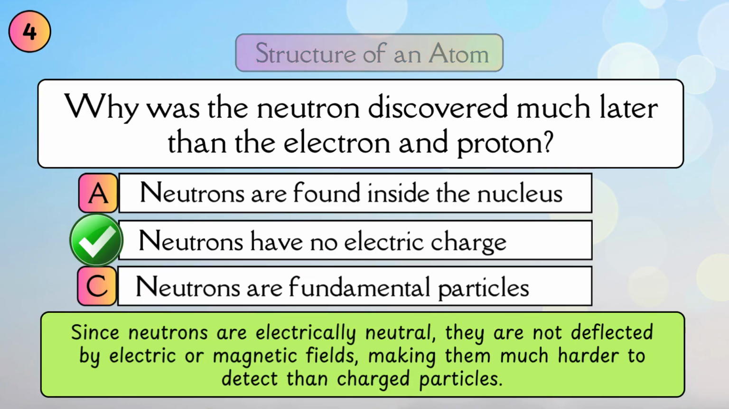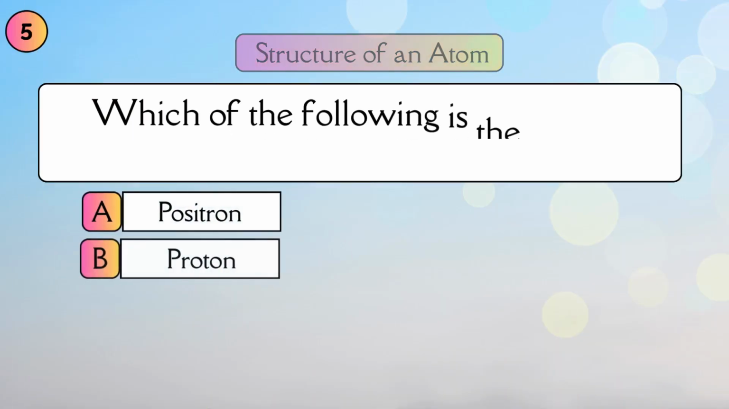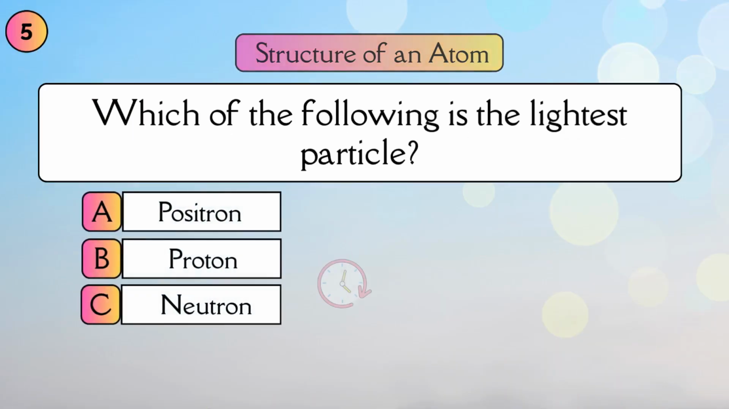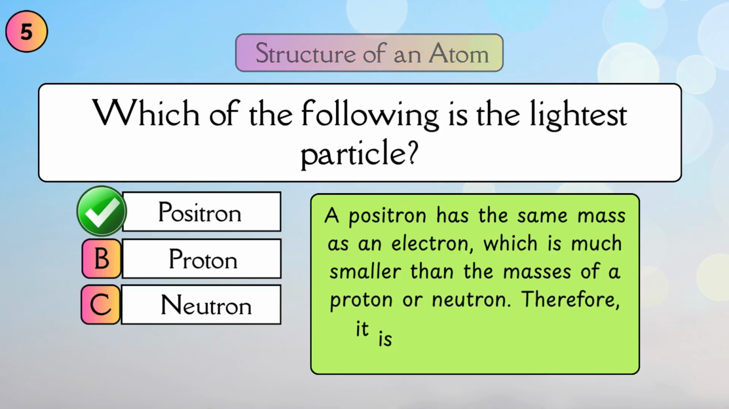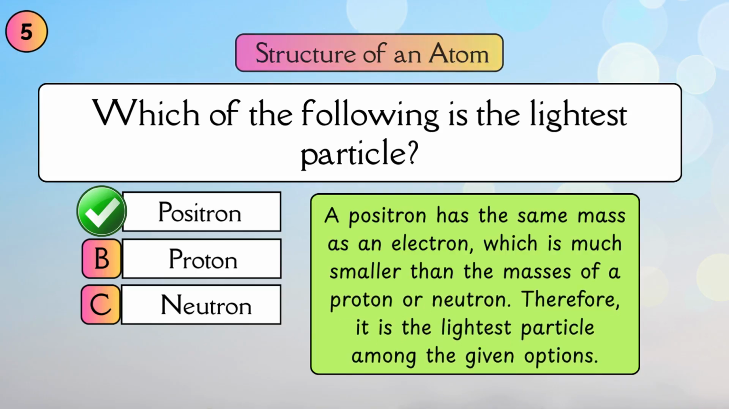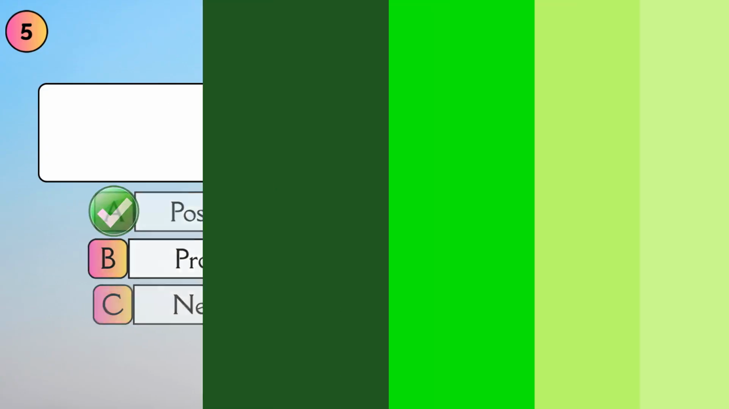than charged particles. Which of the following is the lightest particle? The correct answer is positron. A positron has the same mass as an electron, which is much smaller than the masses of a proton or neutron. Therefore, it is the lightest particle among the given options.